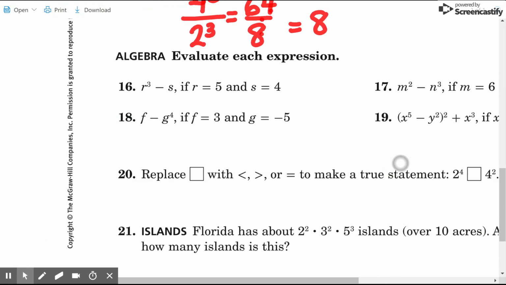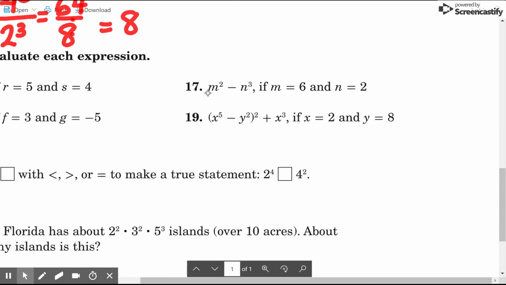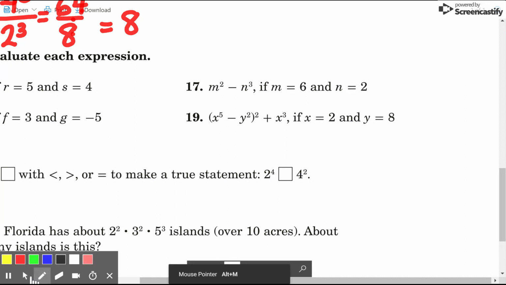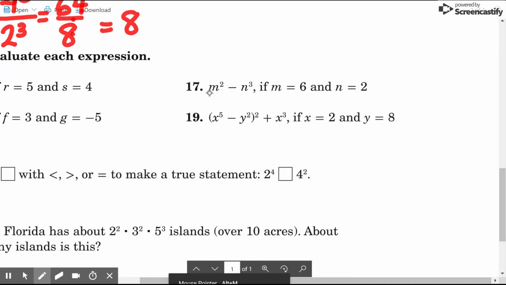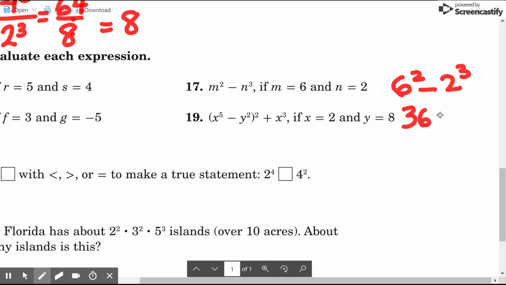Okay, we are evaluating each expression. So now I'm given this expression, m squared minus n cubed, if m equals 6 and n equals 2. So instead of an m, I'm going to replace it with a 6. So 6 squared minus, and instead of n, I'm going to replace that with a 2 cubed. If I'm evaluating, that means I need to get rid of these exponents. I need to actually multiply these out and see what I get. 6 squared is 36. 2 cubed is 8.